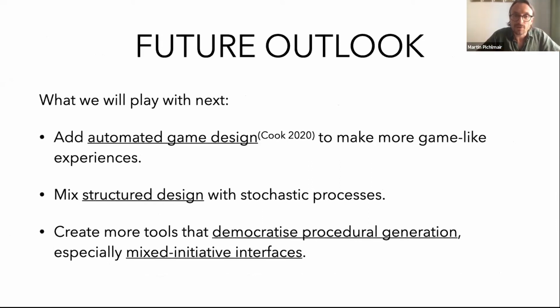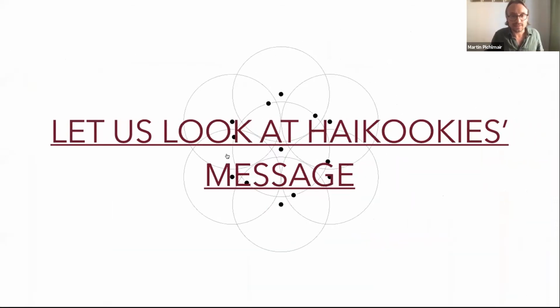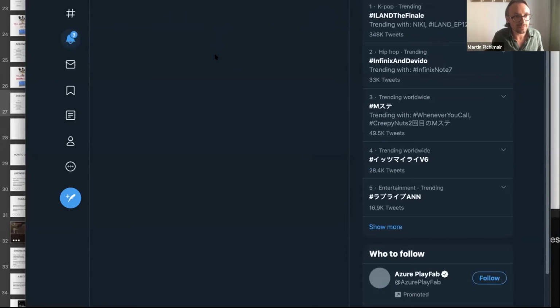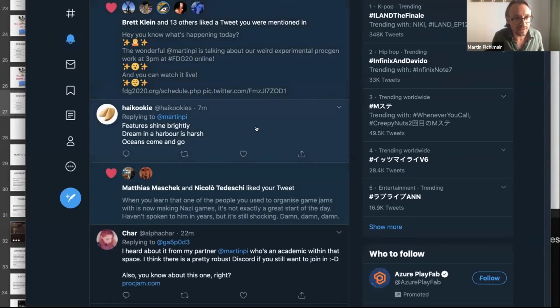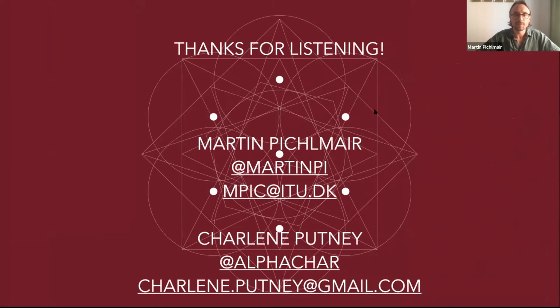We have some future thoughts of where to take this, like automated game design, having a bit more structure in there, creating more tools. One tool that is also in the paper was created in the process of working on this because I was somehow unhappy with every tracery editor, so I just wrote my own. It's freely available, feel free to use it. And that's basically it. So let's have a look if we got a message. Did we get a message from my cookie? We got 3 messages. Features shine brightly, dreams in harbor is harsh, oceans come and go. Well, that's what they do, I guess. Okay, with this, I am actually done. Thank you for listening.